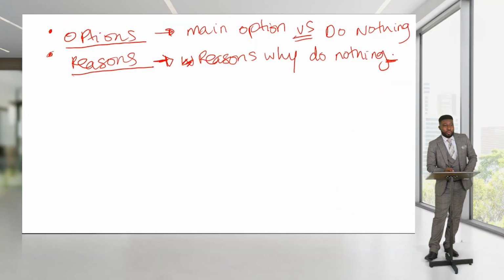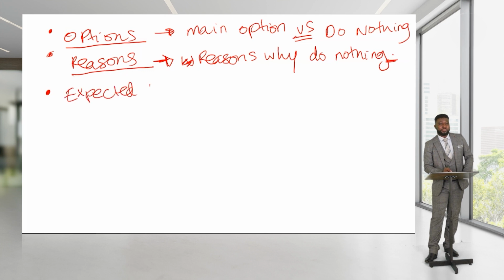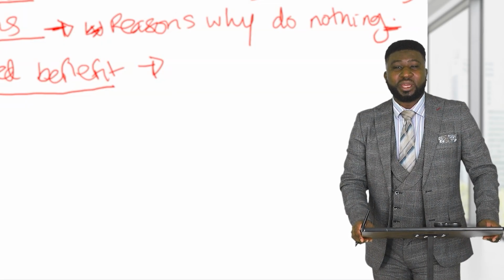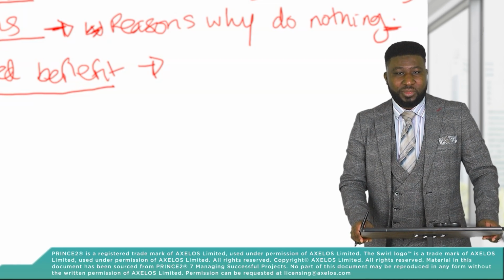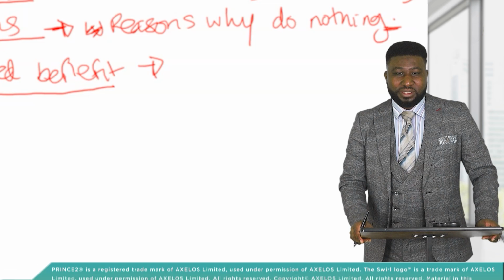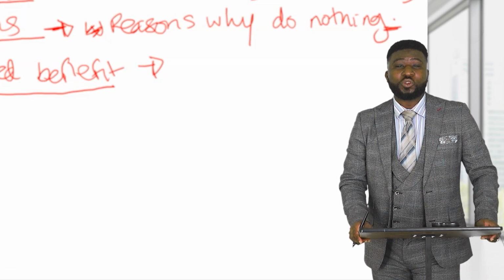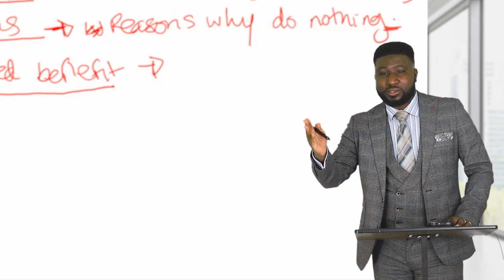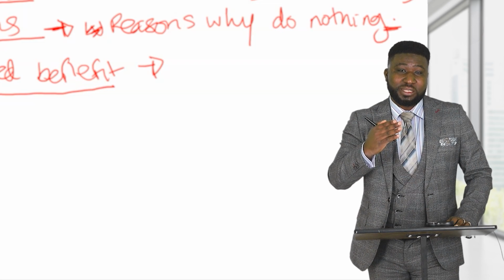Then, once we have all our reasons why you can't do nothing, you have to consider what we call expected benefit. Now that we've considered the reasons why we cannot just stick around and do nothing, we need to consider the expected benefit. And these are the reasons why we need to do the benefit of our main option. So the reason is linked to do nothing. The expected benefit is linked to the main option.